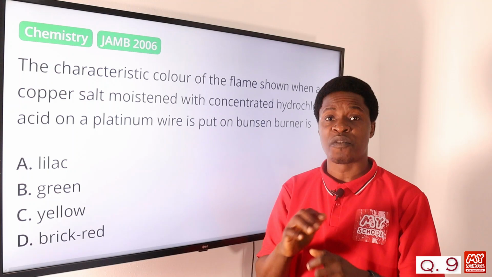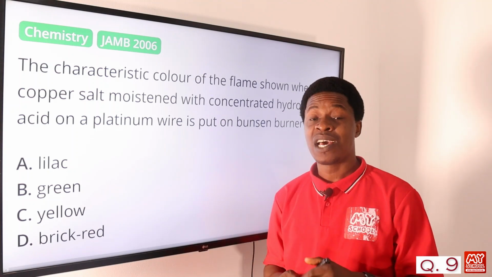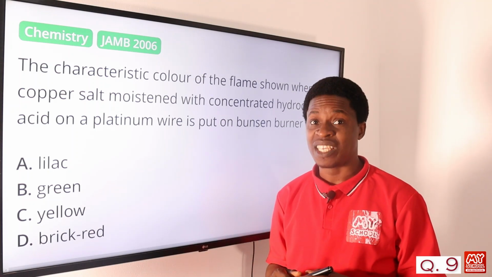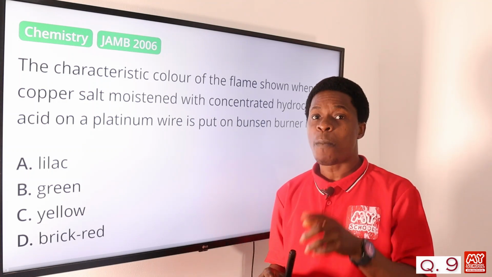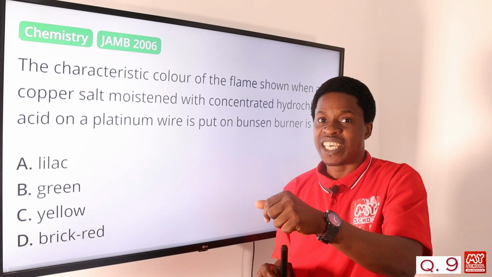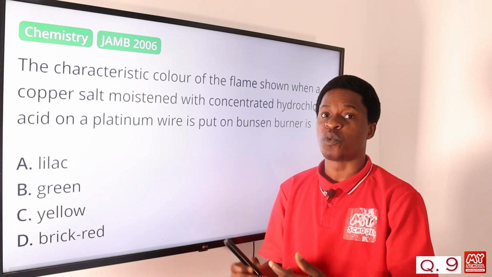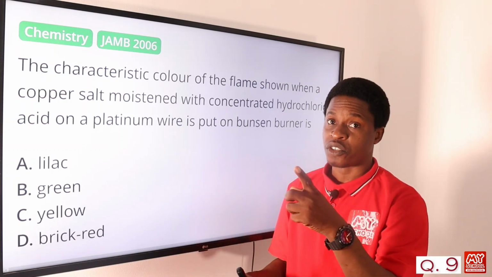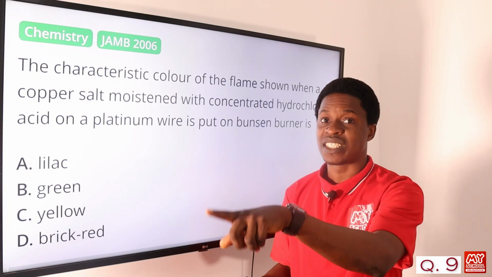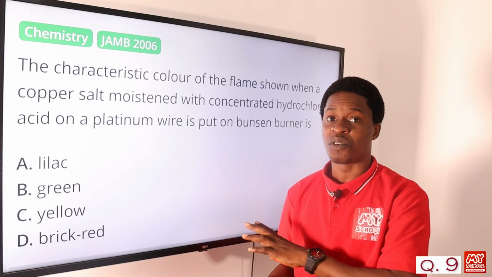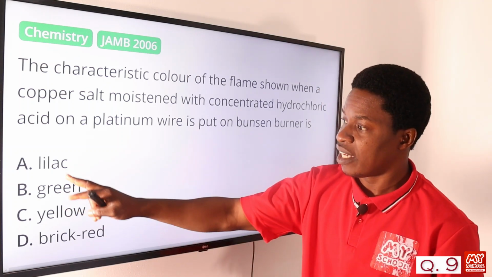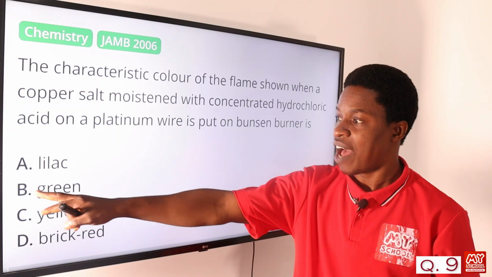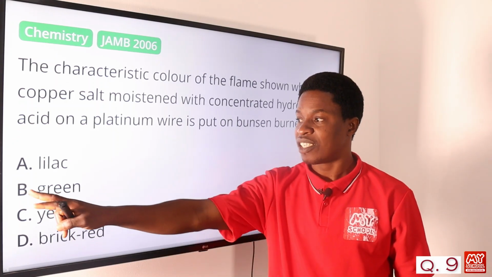What color is it going to give? It's a confirmatory test for the presence of copper. It's going to give us a green color. The reason is that the copper ion present there is what gives the green light when it is put in a Bunsen burner flame. Of course, don't forget it will be reacted with concentrated hydrochloric acid before the reaction can take place. Option A is lilac, then green, yellow, brick red. So we have option B. The correct answer is green. Option B is the correct answer.